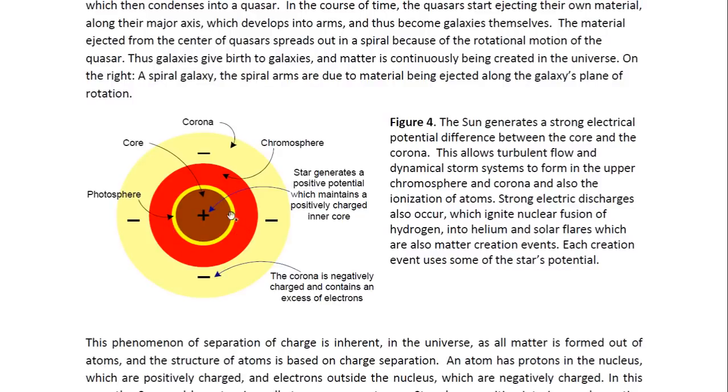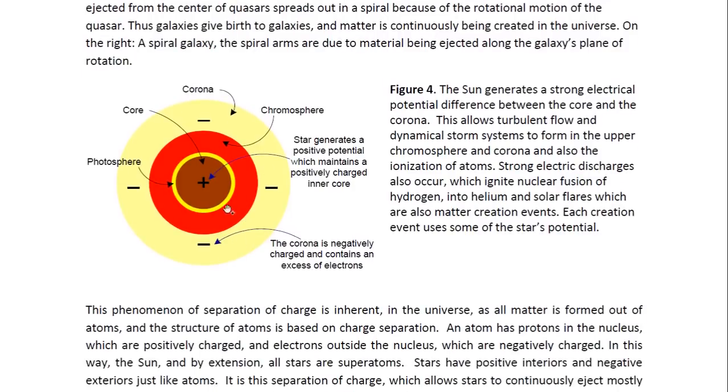This would be the photosphere. This is where most of the light is being emitted. This would be the chromosphere, which is a transition between the photosphere and the outer corona, the inner corona, which is the outer layer of the atmosphere of the star. Now, what happens is, because there is this separation of charge, we get electric discharges, and these electric discharges enable the acceleration of matter, the fusion of matter, and the creation of matter.